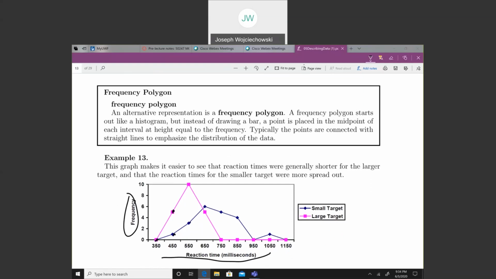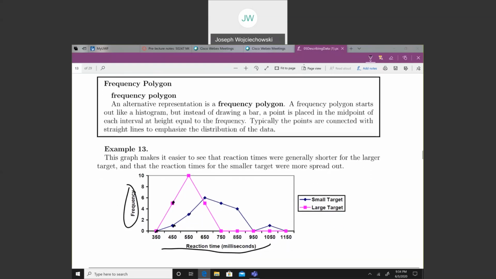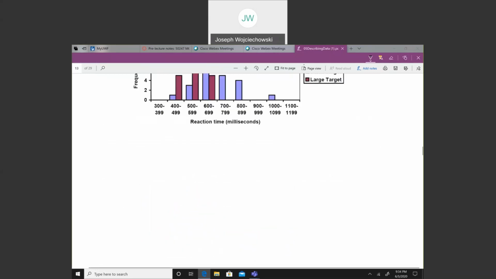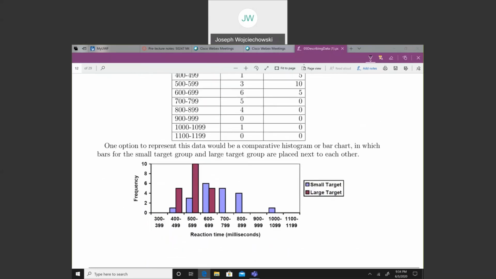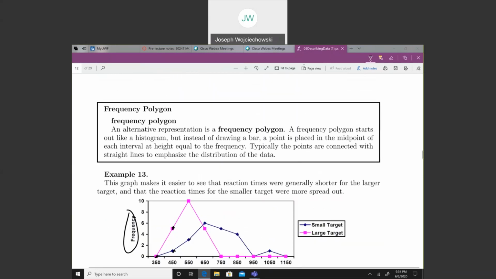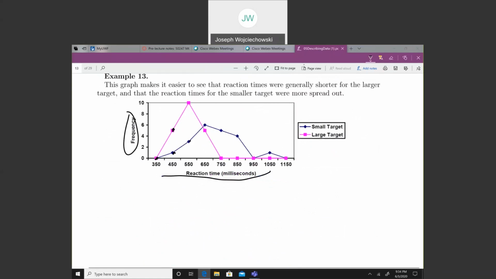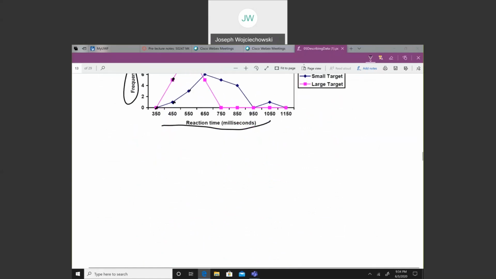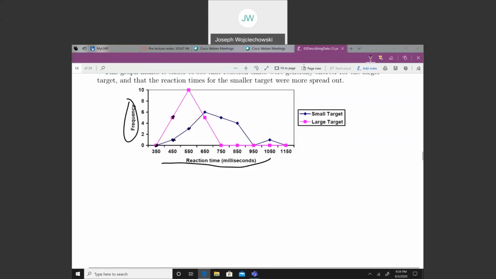And again, since we have two sets of data, they're color-coded, and if you look at this, it's easy to see the differences between the two sets of data. This here is kind of hard to look at. So again, it depends on what you're displaying and how you want to display it to make it easier to read. In this case, the polygon is probably the easier way to go.